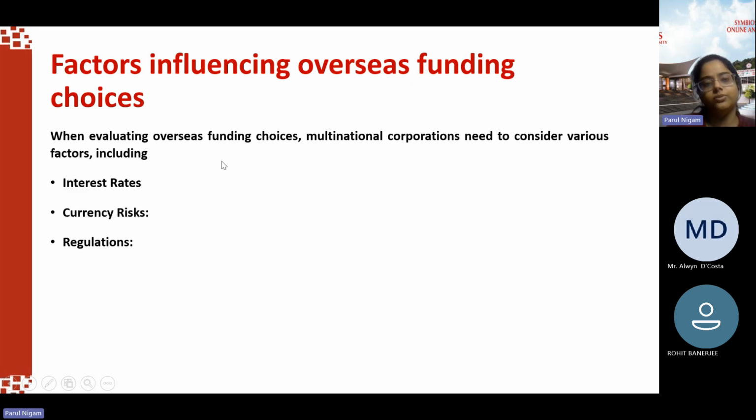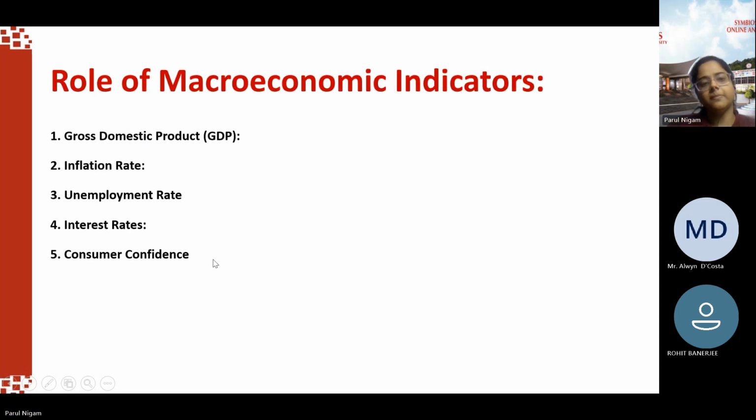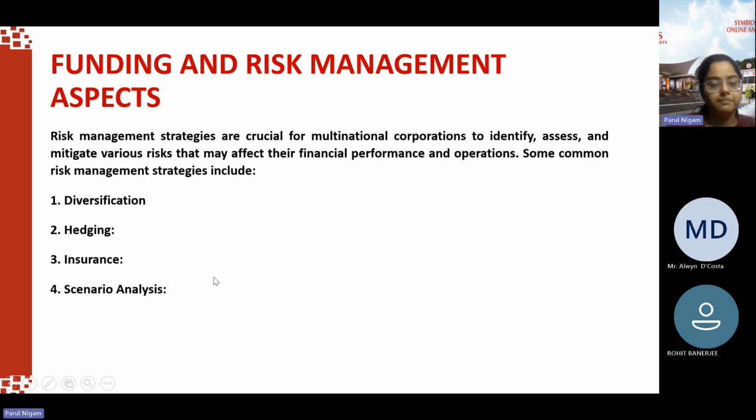When evaluating overseas funding choices, multinational corporations need to consider various factors like interest rates, currency risks, and regulations. Several key economic factors may impact funding decisions: interest rates, inflation rates, growth prospects, and currency exchange rates. Macroeconomic indicators such as GDP, inflation rate, unemployment rate, interest rate, and consumer confidence also impact international funding.